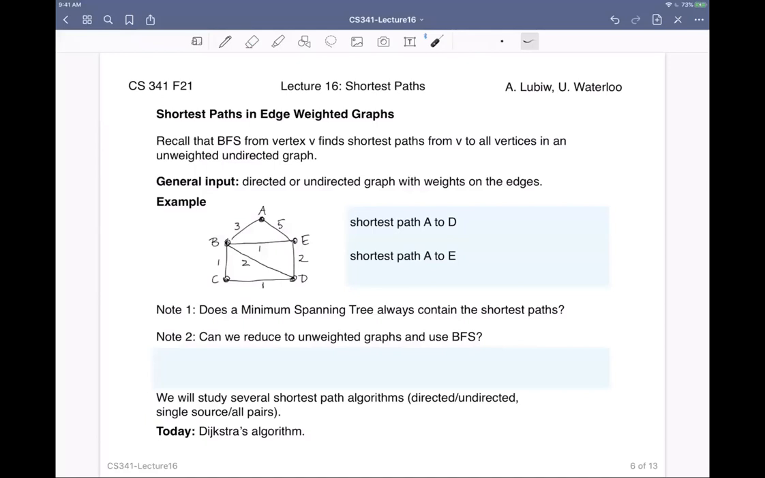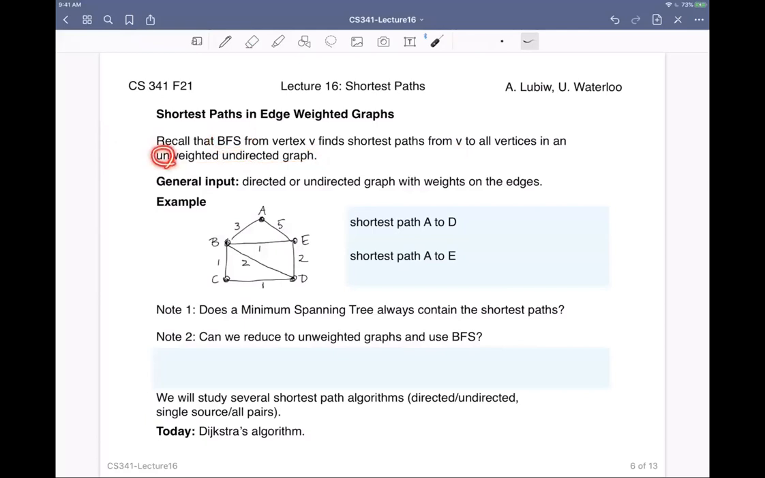Now, the one way in which we've seen this problem so far in this course is that we saw that a breadth-first search, if we started at a particular vertex V, then it's going to find the shortest paths from V to all the vertices in an unweighted, undirected graph. So unweighted means I just count every edge as weight 1. I'm just counting how many edges are in the path.